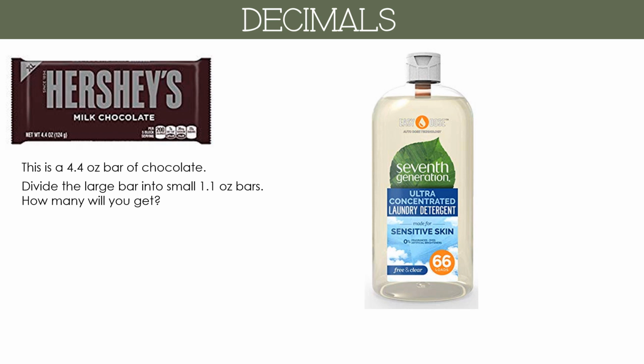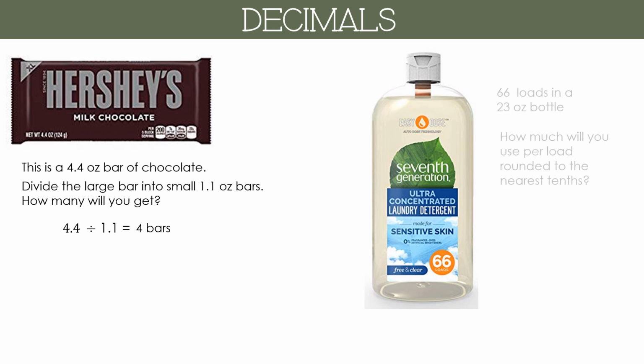Did you say divide? You are correct. So what's 4.4, the whole bar, divided by the little pieces we want? Well, we get 4. So we'd be able to share with 4 friends. Or just 1 friend, where you get to keep 3 of the pieces and you give 1 piece to your friend. That was supposed to be funny.